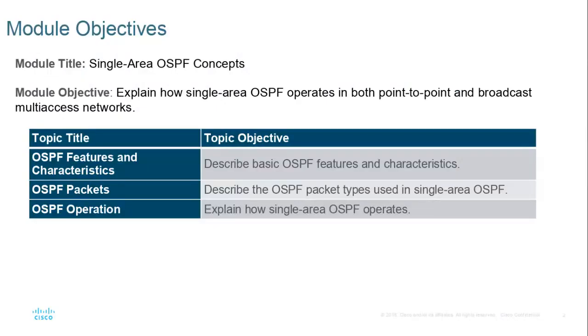So what we're going to do is look at how OSPF works, its basic features. There are some packet types in OSPF that are used to propagate information, like how to find nearby routers and how to send routing tables to each other. And then we'll look at the operation itself and how we configure it.